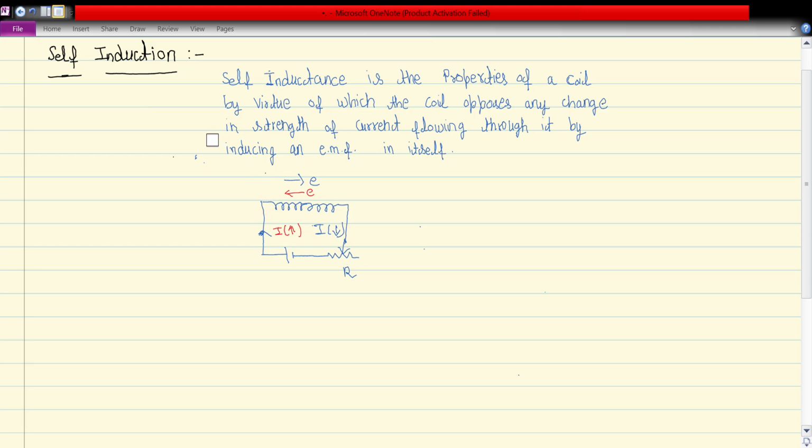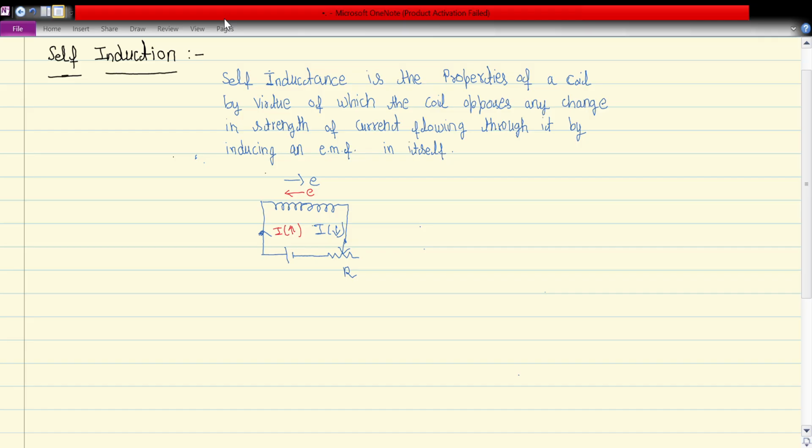Hello students, we will be discussing self-inductance here. This is an EMI topic, self-inductance. Firstly, we will discuss what self-inductance is. Self-inductance is basically a property of a coil which opposes any change in the strength of current flowing through the coil.